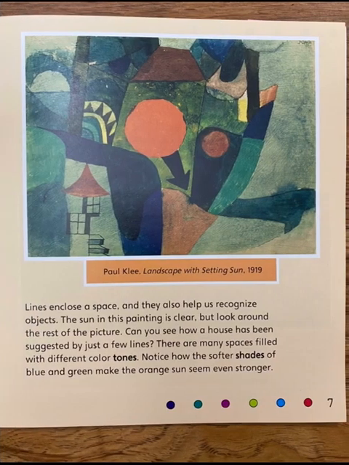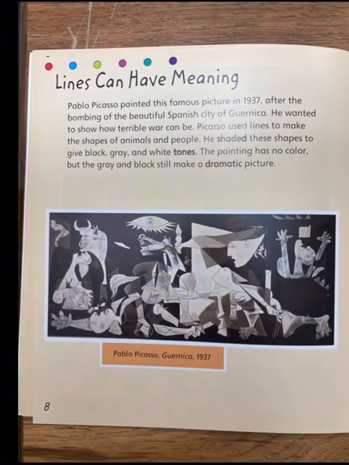Paul Klee, Landscape with Setting Sun, painted in 1919. Lines enclose a space, and they also help us recognize objects. The sun in this painting is clear, but look around at the rest of the picture. Can you see how a house has been suggested by just a few lines? There are many spaces filled with different colored tones. Notice how the softer shades of blue and green make the orange sun seem even stronger.